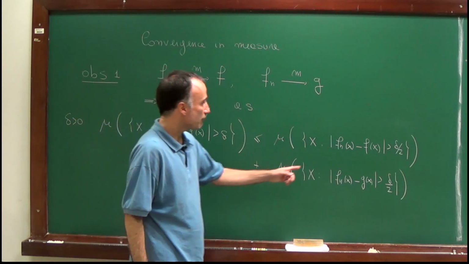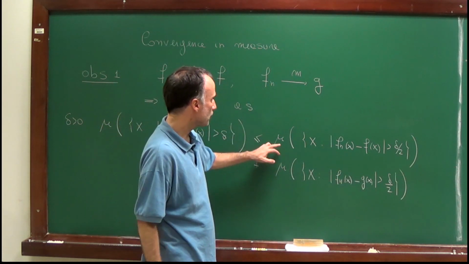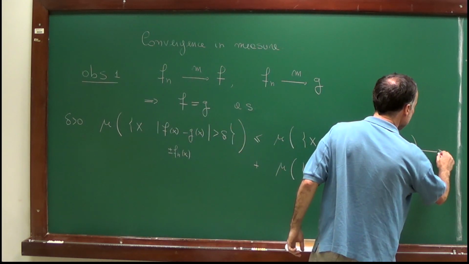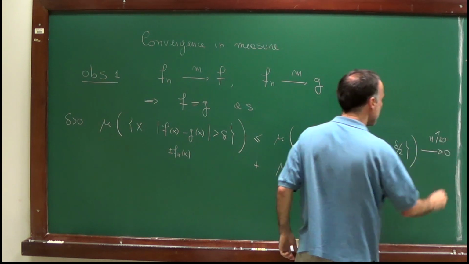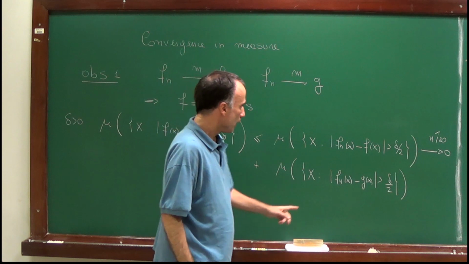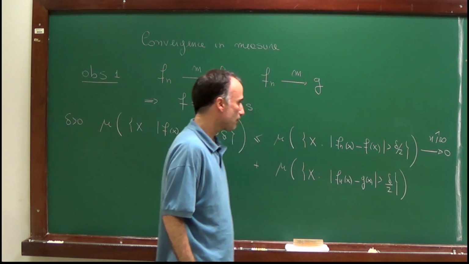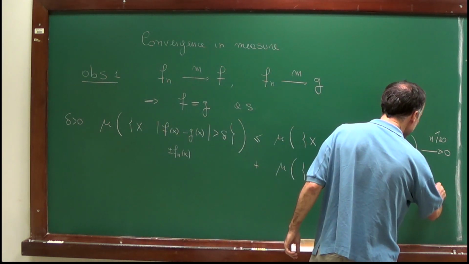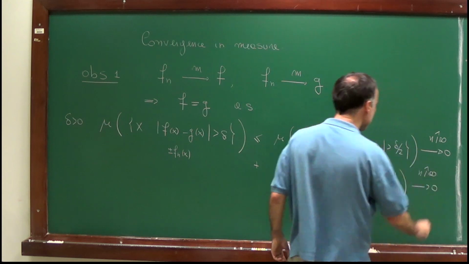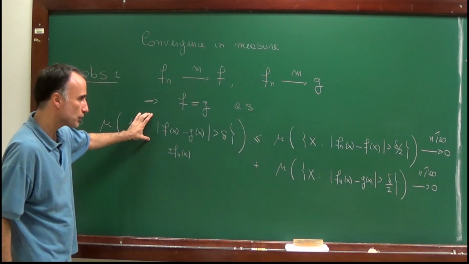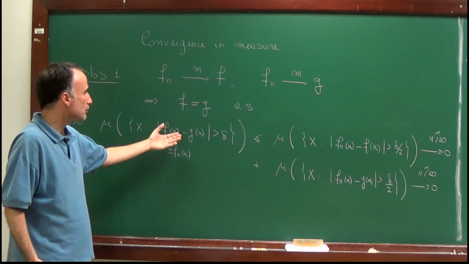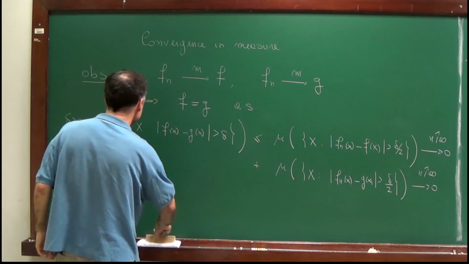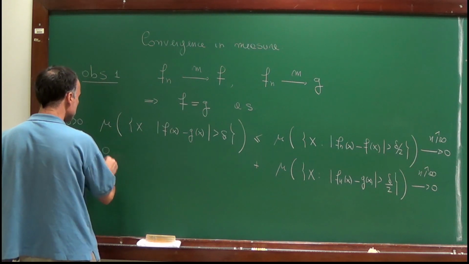And, well, since fn is converging to f in measure, we have that the measure of this set is converging to 0 as n goes to infinity. And in the same way, since fn is converging to g in measure, the measure of this set goes to 0 as n increases to infinity, which means that the measure of this set converges to 0, but it doesn't depend on n, so this bound implies that this set has measure 0.